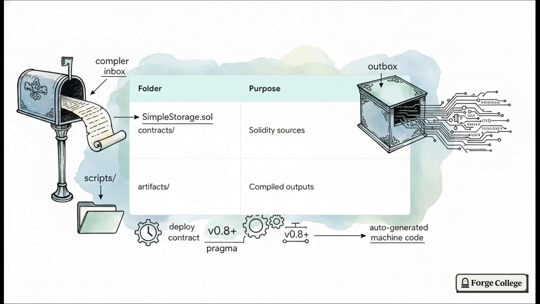Then, the scripts folder is where you'll put instructions for deploying this contract later on. Your tool settings, like confirming your compiler version matches your pragma, live in hardhat.config.js. And finally, the artifacts folder is your outbox. That's where the finished, auto-generated machine code will eventually pop out. Keep this specific folder structure pristine, guys. It really is the secret to a stress-free developer experience.